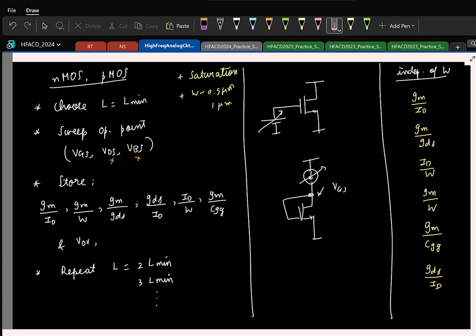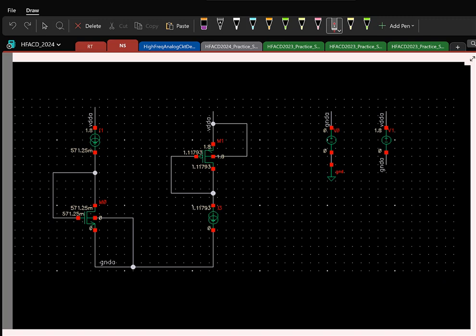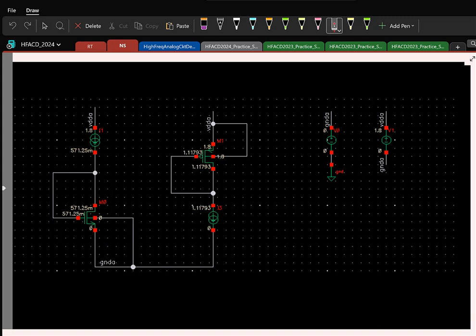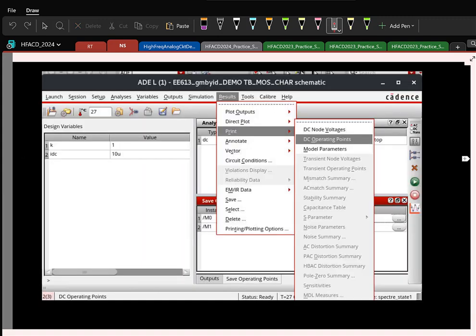Cool. So I can show you some things. This is how I did an example yesterday. I did this direct connection for NMOS and PMOS and swept the current and got the operating points. In Cadence, you can print the operating points like this. You can get this online. There are a lot of resources.